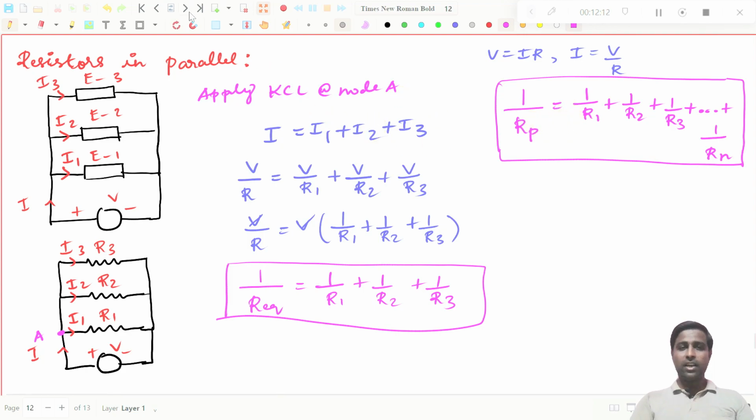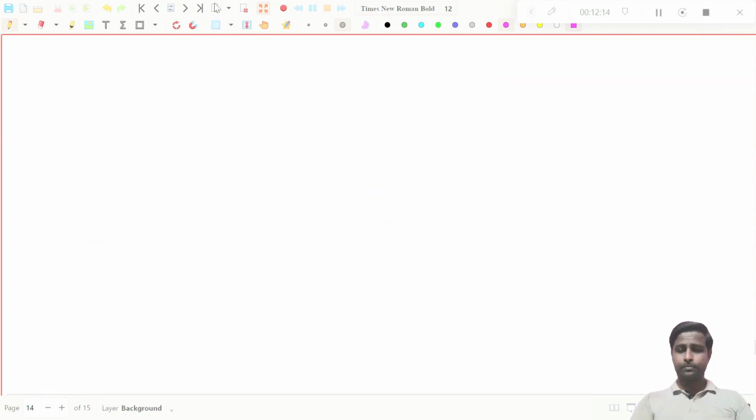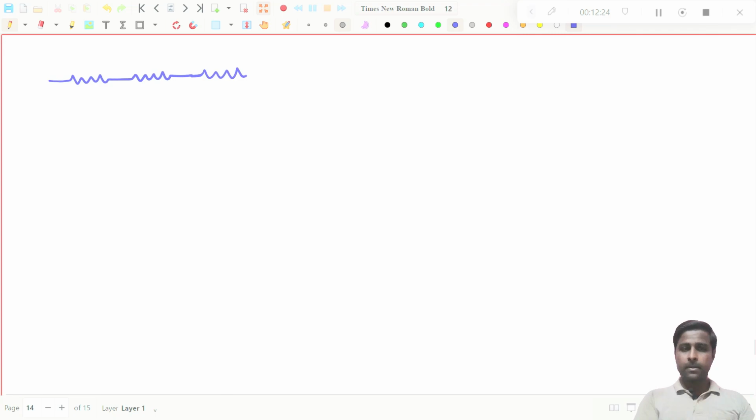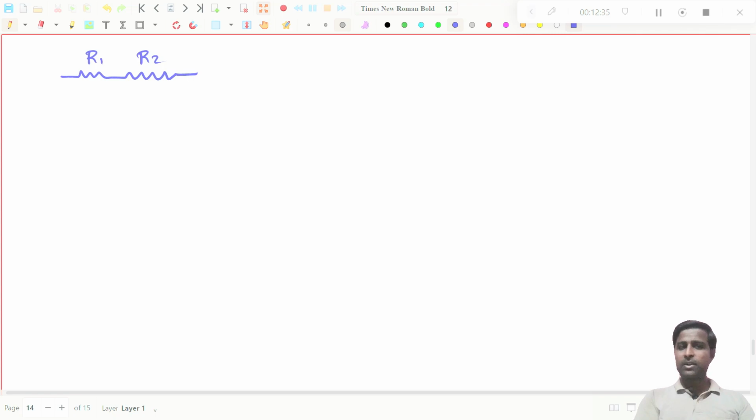Now I will tell you one important concept that you should try to understand. So you see, if you take resistors like this, this is R1 and this is R2, right? These two elements are connected to circuits somewhere else. We don't know where it is connected. You think like that.